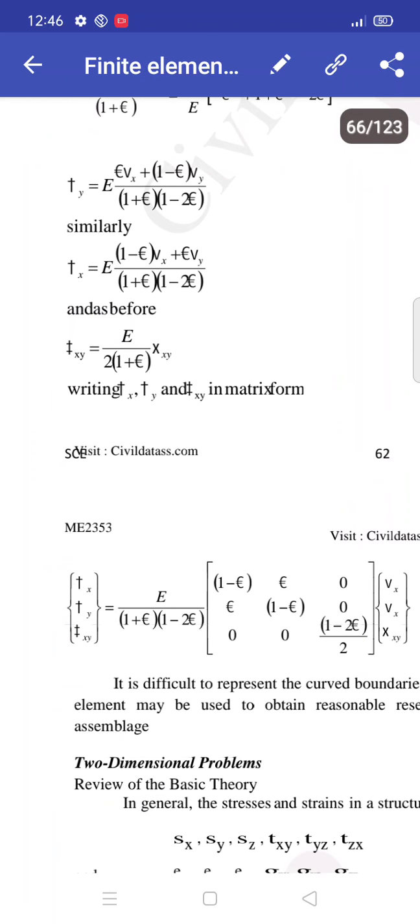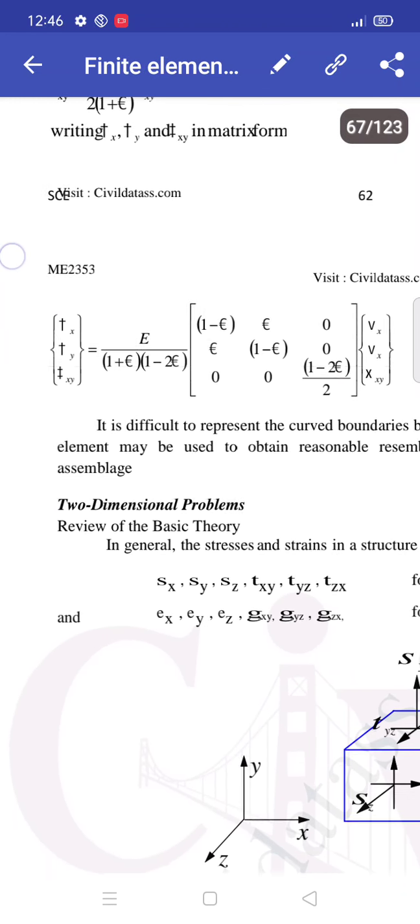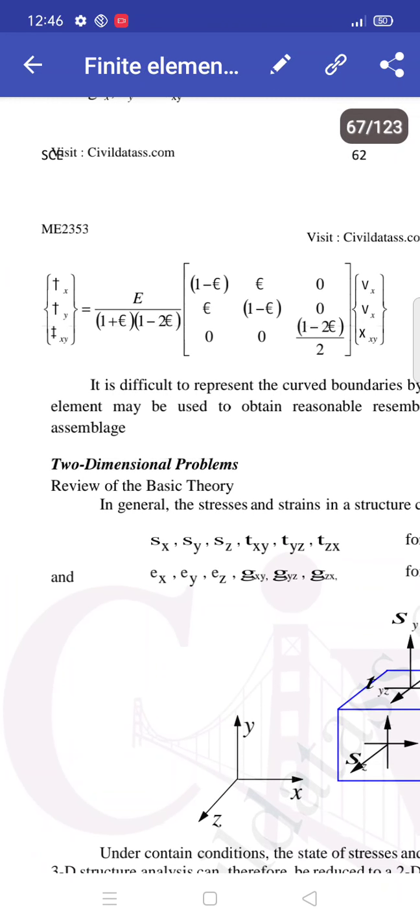You can write it in the matrix form. So σx, σy, τxy. So E by (1 plus ν)(1 minus 2ν) times the matrix: 1 minus ν, ν, 0; ν, 1 minus ν, 0; 0, 0, (1 minus 2ν) by 2, times εx, εy, γxy.